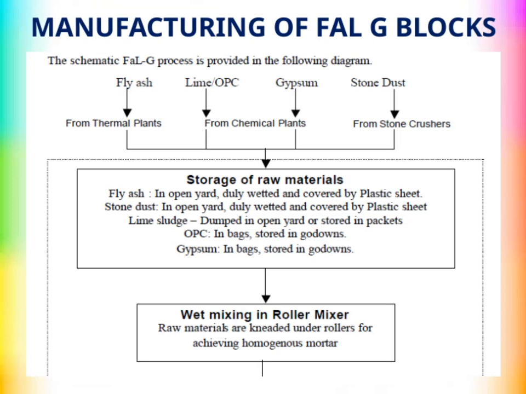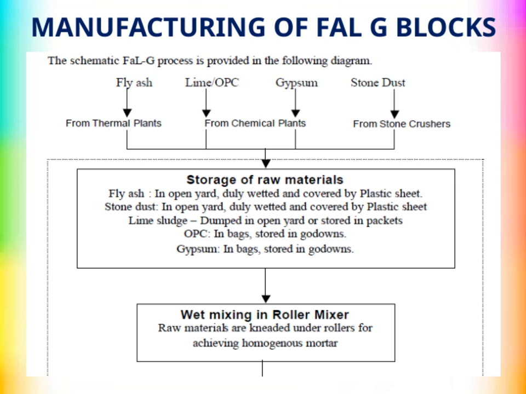Today, I want to walk you through the manufacturing process of FALG blocks. These blocks are a crucial component in our overall construction strategy, so understanding how they are made is key. First, the process begins with selecting high-quality raw materials, typically a mix of cement, fly ash, and other additives, to ensure durability and proper setting.